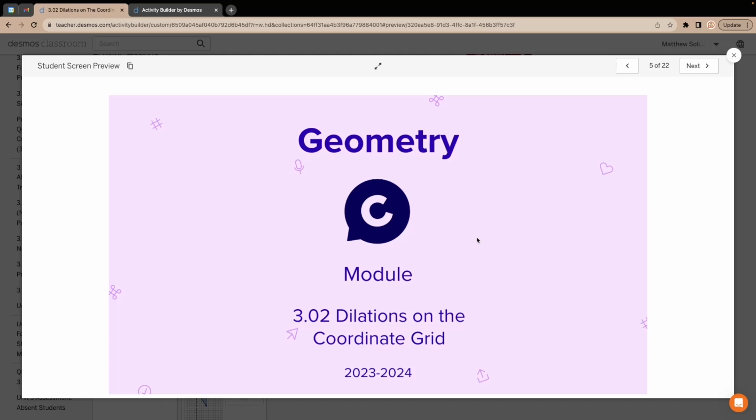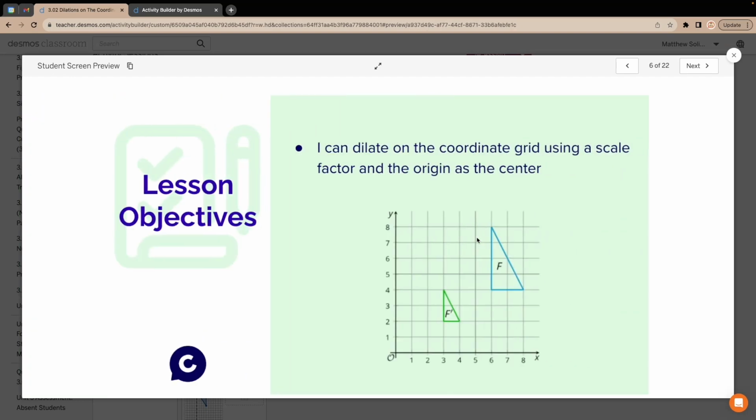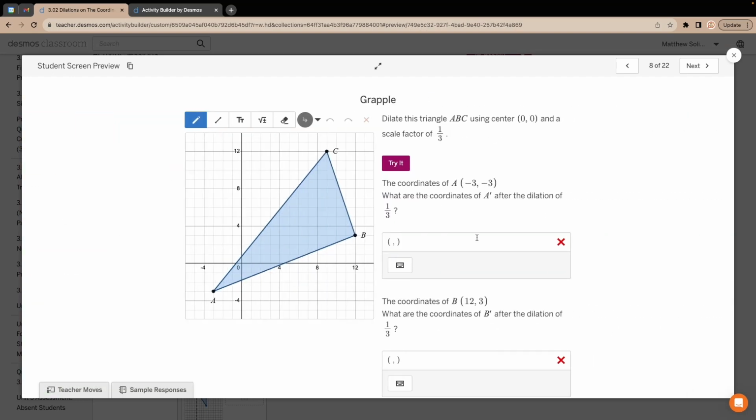Now we're going to talk about dilations on the coordinate grid and really focus in on what happens to the coordinates when we dilate a shape. So let's look at this first Grapple activity we did in class. We're going to dilate this triangle using (0, 0) as the center and a scale factor of 1/3. So if I hit try it, I see my triangle got smaller.